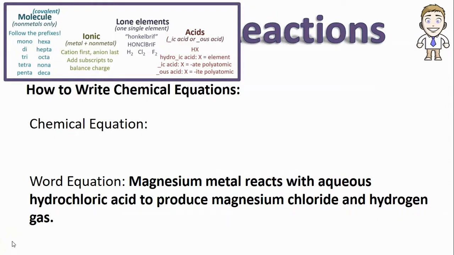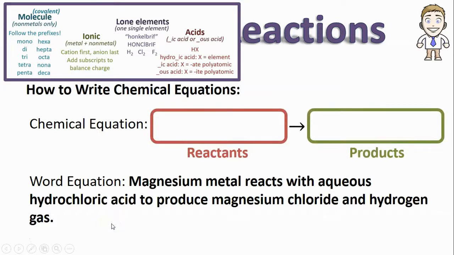So now let's take a look at our first example as we try to write the chemical equation for the word equation. Magnesium metal reacts with aqueous hydrochloric acid to produce magnesium chloride and hydrogen gas. Remember that all chemical equations follow the same format: reactants first, products second. And I like to start by finding a word in the sentence like to produce. To produce is going to let me separate the reactants that come before it from the products that come after it, and I've got those color-coded to show you what I mean.